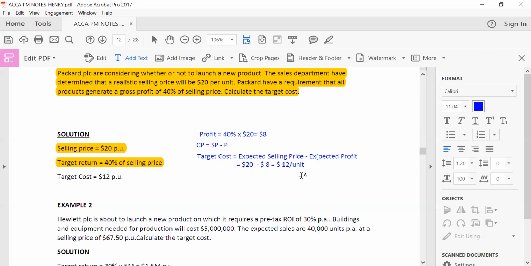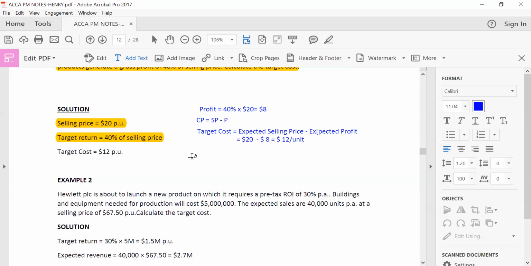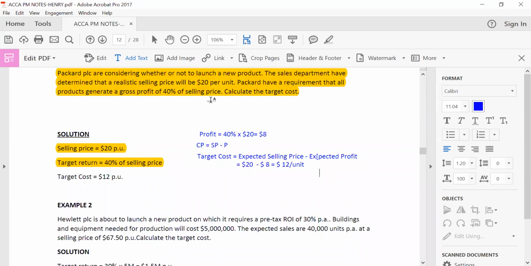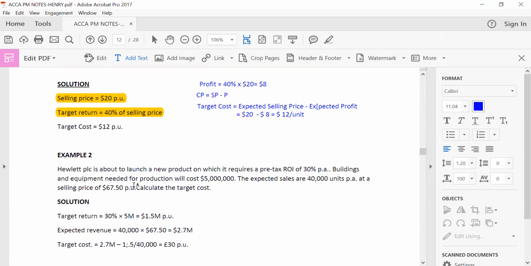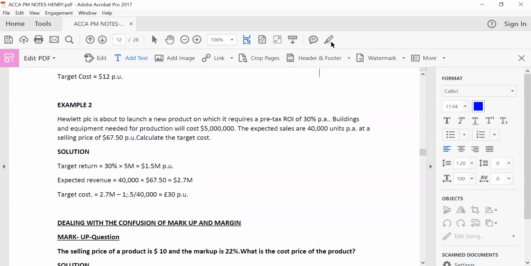Right. So this ends it in the case of the first question: calculate the target cost in that regard. But here, because they gave us the figures per unit, at the end of the day, the target cost will be per unit. If it were to be total, like 2 million, 3 million, we need to convert it by dividing it by the number of units to get it per unit. I move on to example number 2.